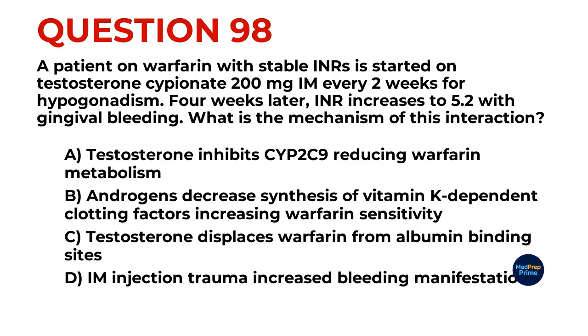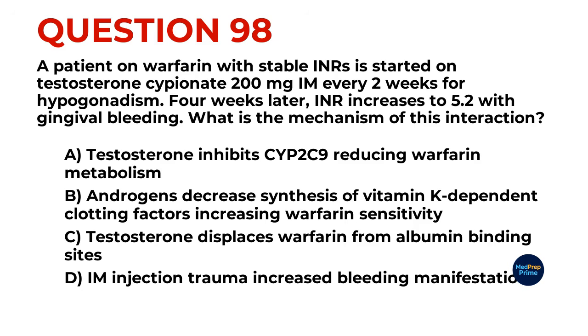A patient on warfarin with stable INRs is started on testosterone cypionate, 200 mg IM every 2 weeks for hypogonadism. 4 weeks later, INR increases to 5.2 with gingival bleeding. What is the mechanism of this interaction?